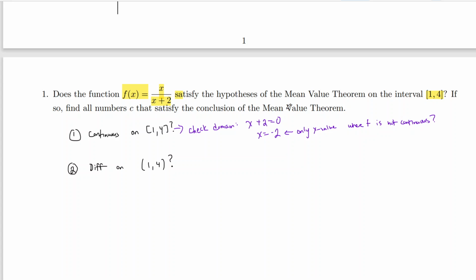All right, so that's great. That's the only x value where the function is not continuous. Is it between 1 and 4? No, -2 is not between 1 and 4, which means this is satisfied.